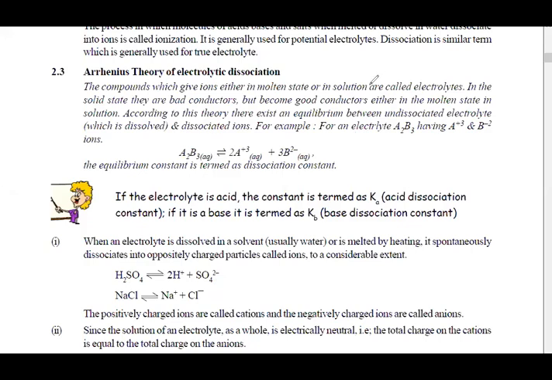Second thing that he said is, when you talk about any salt or any electrolyte, it will dissociate into respective ions. Okay, and their equilibrium constant is termed as Ka or Kb, depending on whether it is acid or base. So whatever we have studied as Kc and Kp, the same Kc will be called Ka for acid, and the same Kc or Kp will be termed as Kb for base.